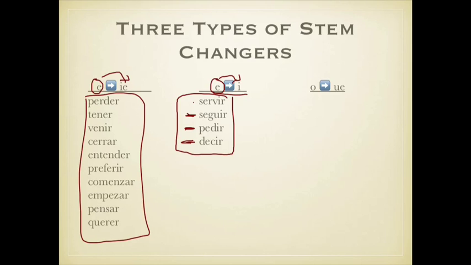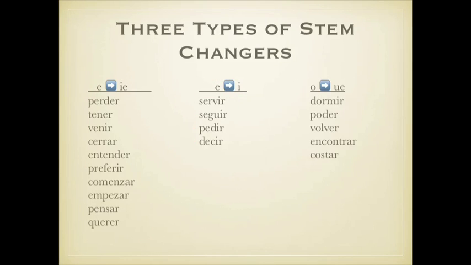Okay, so now let's look at the next set. Now these ones are really easy to identify because all of them are O's, right? So here we go. Dormir, okay, it means to sleep. Poder means can or able to. Volver means to return. Encontrar means to find. Costar means to cost.